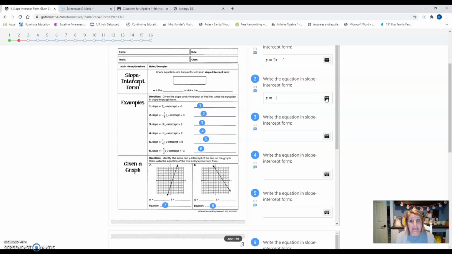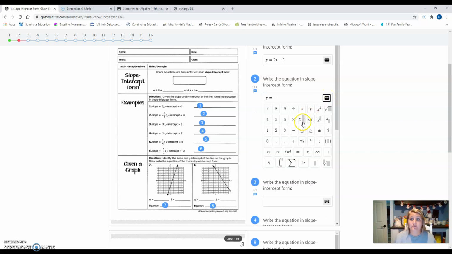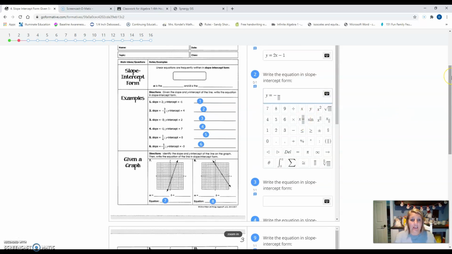So I go over to my handy little keyboard here, the fraction, and it's 3/5. Now I'm in the bottom of the fraction. So to get out of the bottom of the fraction, you're going to press the right arrow key. Oh, and of course I pressed a 0 too. Right arrow key. And now I'm out of the fraction and I can continue to type out the rest of my equation. So it's negative 3/5 x plus 4. And then it should be green.